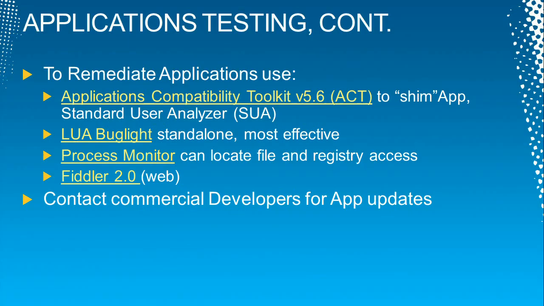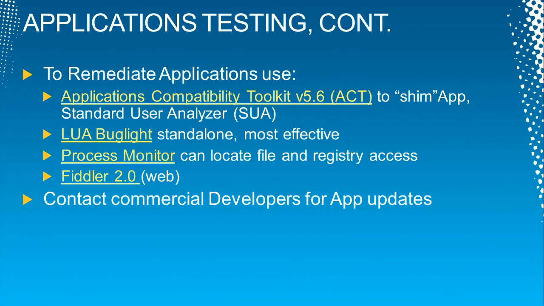Okay. Tools to do your remediation. ACT 5.6 is a really good one. It's client-server, it has a client piece, and you can run it in a couple of different ways. You can put the client piece on and have the client report back up to the server and record what's going on. Or you can use Standard User Analyzer. Basically, when you use ACT, what we're trying to do is what we call shim an app, right?